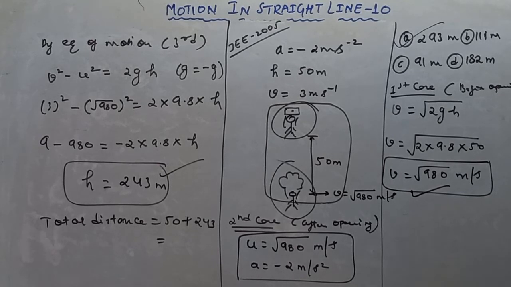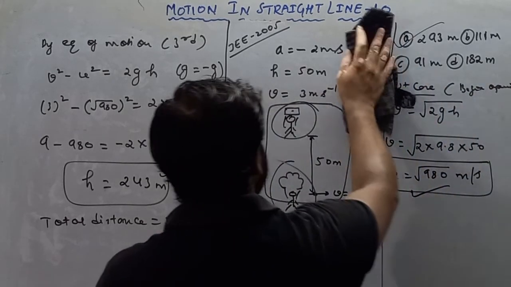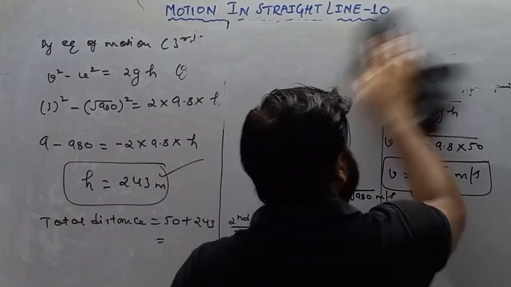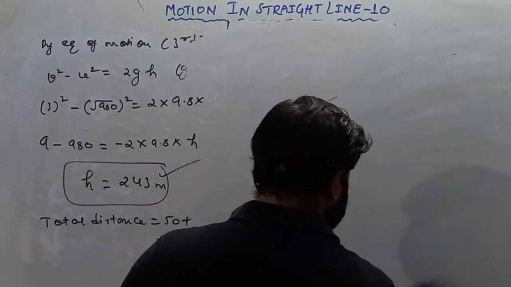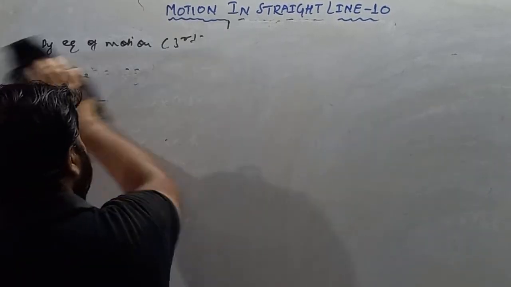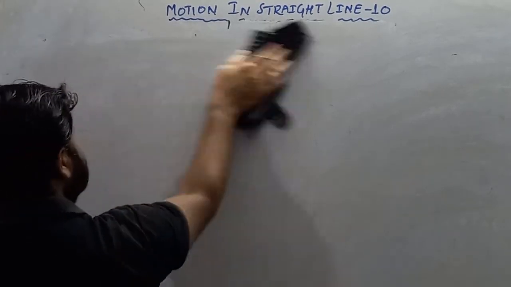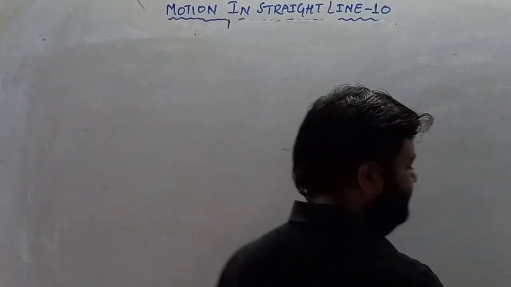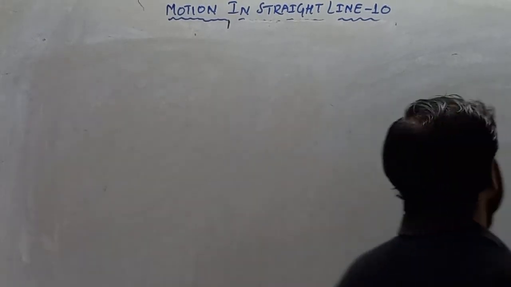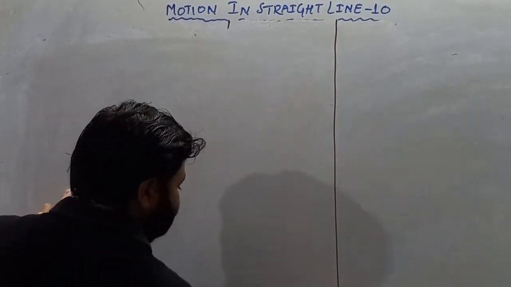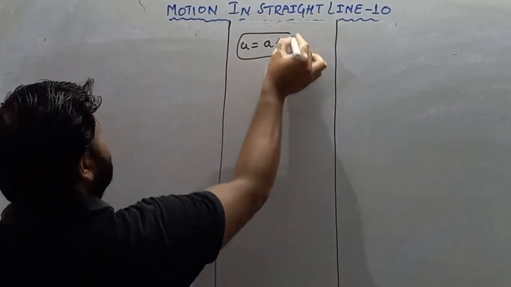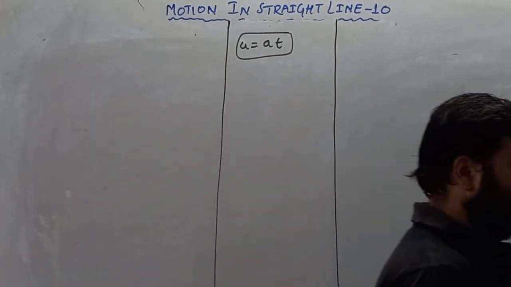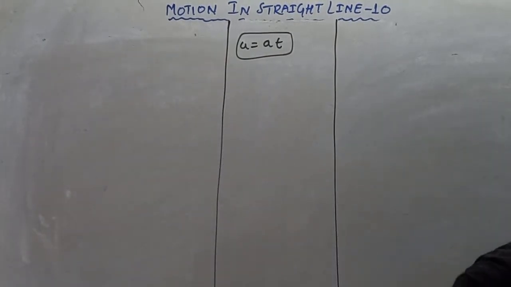The motion of a particle is described by the equation u is equal to at. The distance traveled by the particle in the first 4 seconds.